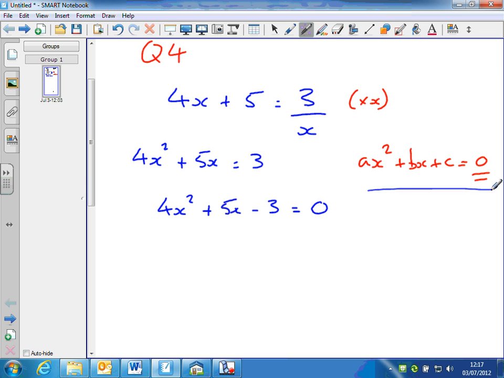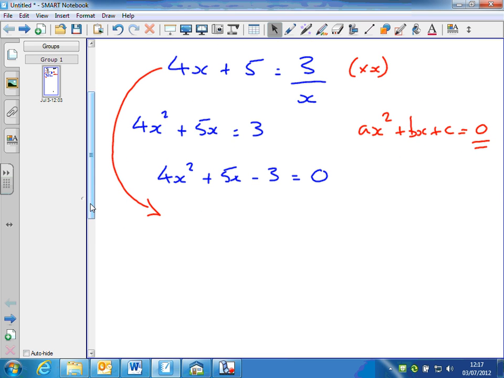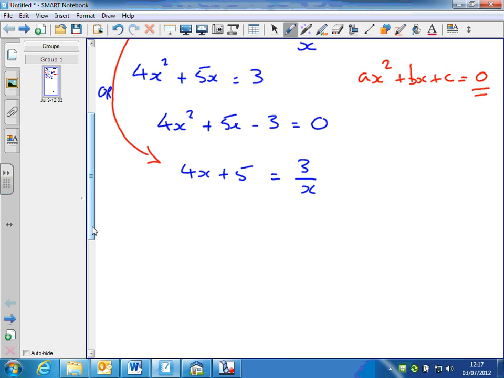If at the start I had first of all taken this equation, 4x plus 5 equals 3 over x, so this is another way to do this, you might be tempted first of all to subtract 3 over x from both sides to make the right hand side 0. So 4x plus 5 minus 3 over x equals 0.